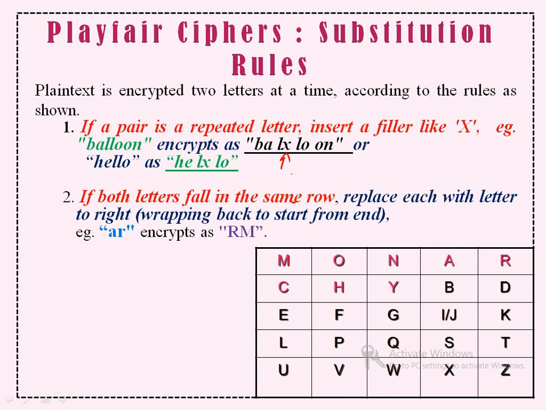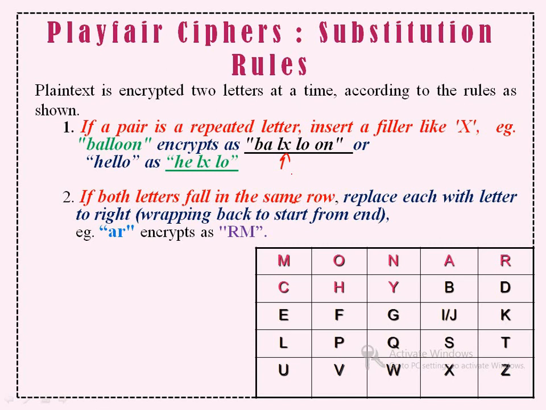If a pair is repeated letters, then insert a filler like X. For example, you can see hello, H-E-L-L-O. So H-E will be 1, L-X will be 1 and L-O will be 1. Because we are going to take 2 letters at a time, like digrams. So basically 2 alphabets we have to consider. If there is any scenario where there is a single letter, we have to make sure there is some dummy letter along with it. Especially whenever we have this LL, like similar letters, we will use an X as a filler.